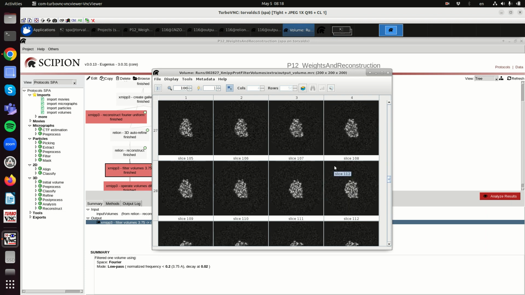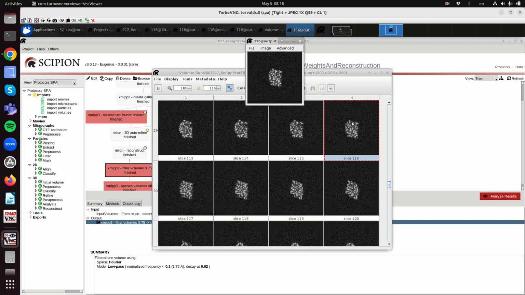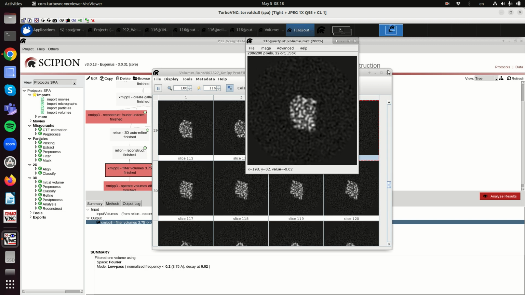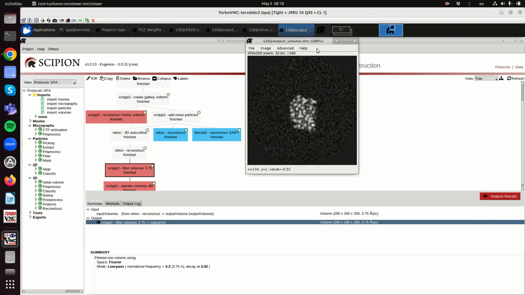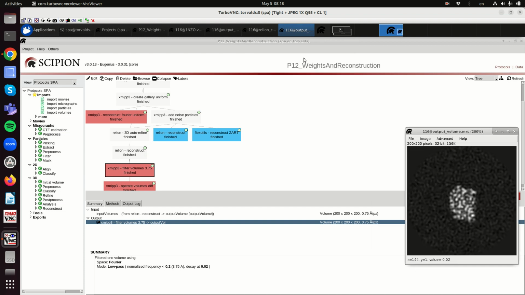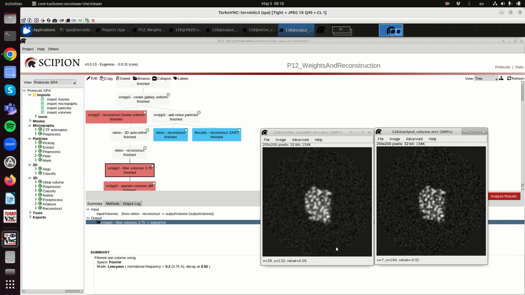And now if we open the 16, we can close already this one. This one is the filtered version of this one to the same resolution as the reported. And now we can compare these two. And these two, you see that there are differences.